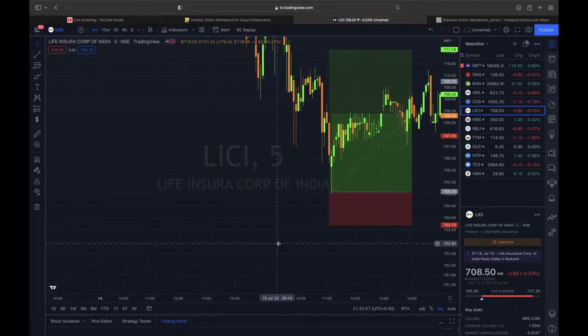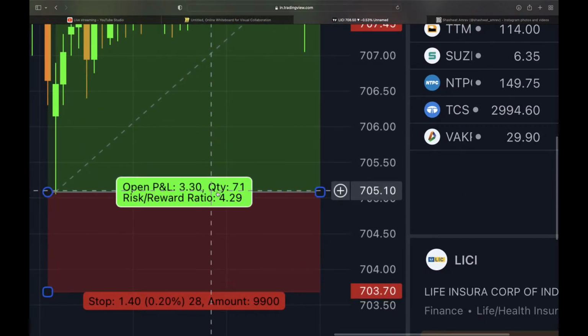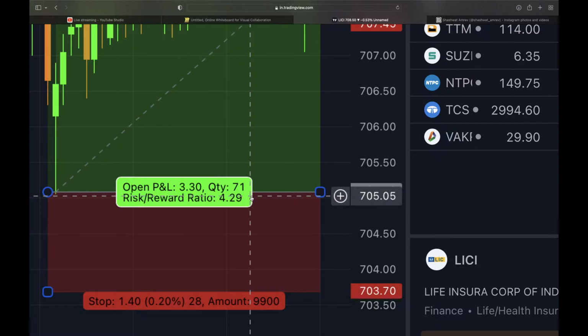This is easy, right? Now this tells me 71 quantity, which means after following all the rules, 1% risk and the reward, I can still buy 71 shares. Total loss per share is 1.